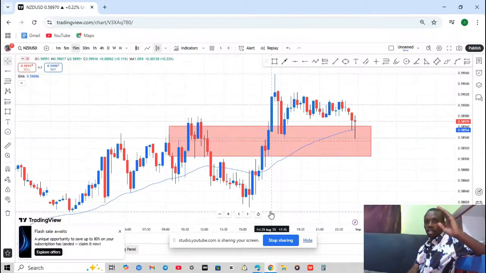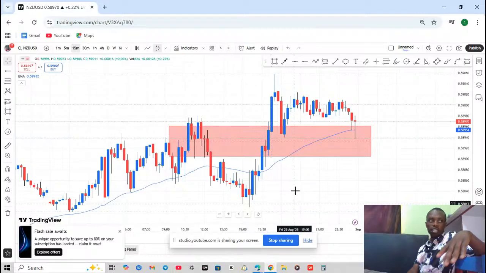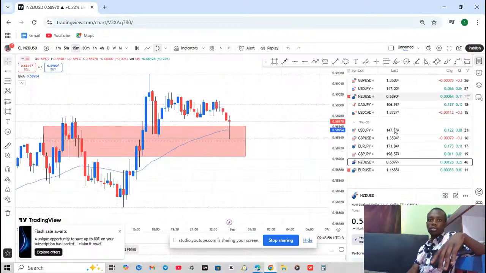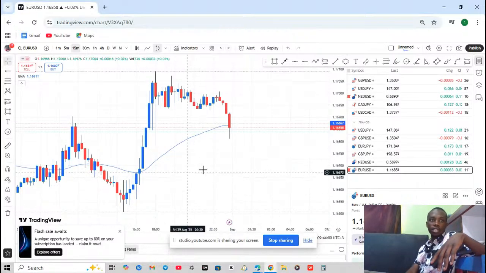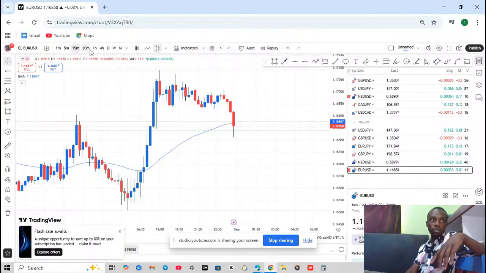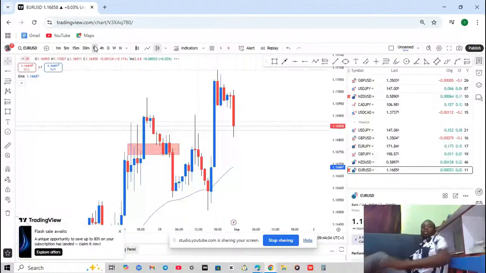Yeah, so it's a very easy strategy. On Monday, this is going to be the first opportunity that I'll be looking for. Now Euro USD, let's look if there is an opportunity. The market has three consecutive closes above the 50 exponential moving average in the 1 hour chart.